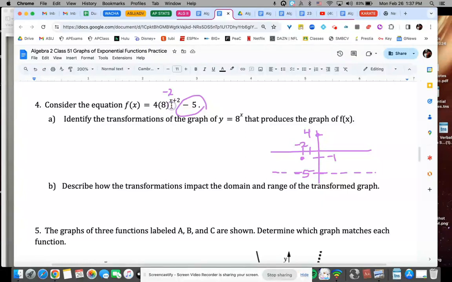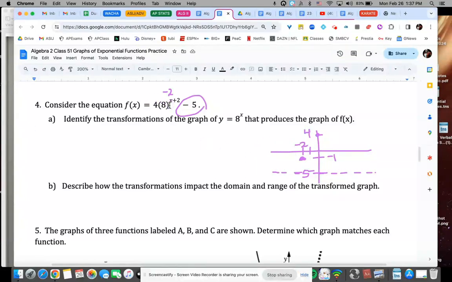8 to the 0 power is just 1, right? This whole thing goes to 1. And then times 4. 1 times 4 is 4. 4 minus 5 is -1. So I can confirm that the point that I put right there is really a good point. It's a valid point, right? You just have to figure out the shape of it after that.